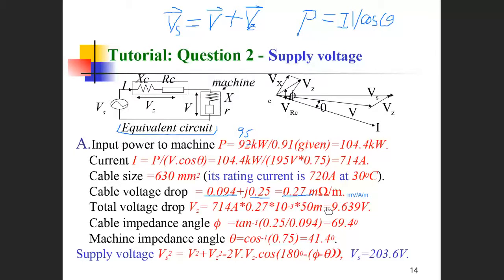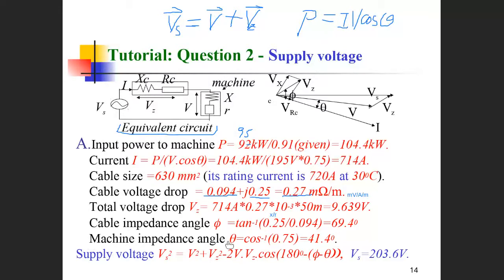The cable has an impedance angle, as we show here. The impedance angle can be estimated with the resistance and reactance. So this is X over R. X over R is the tangent of the phase angle. So the impedance angle can be estimated by the arctangent, which is almost about 70 degrees.